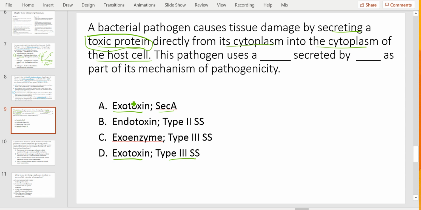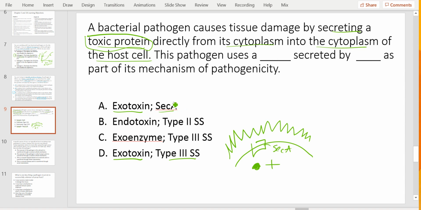Sec-A is the standard secretion system that is going to get you from the cytoplasm out into the external environment. If you're a gram-positive cell, remember you've got a thick peptidoglycan layer out here, your Sec-A is really all you need to take a protein that's inside the bacterial cytoplasm and secrete it out into the environment where it can diffuse away to go do its function, whether that's an exoenzyme or an exotoxin.